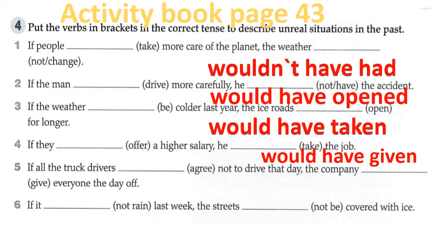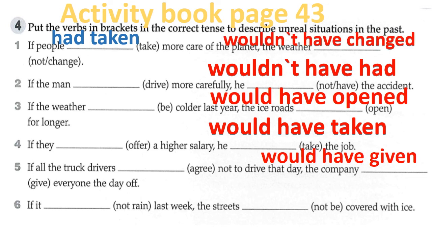Now, here you have some examples in your activity book, please. These examples will help you. Number 1, if people take, you have if, more care of the planet, the weather not change. Something happened in the past and people regret, feel sorry. So take, it will be here had. If people had, the past participle of take, taken, more care of the planet, the weather, what will happen? Wouldn't have changed.